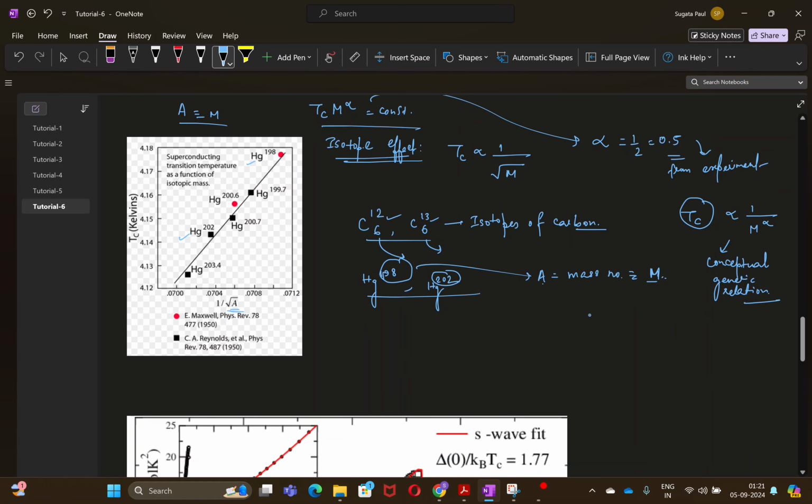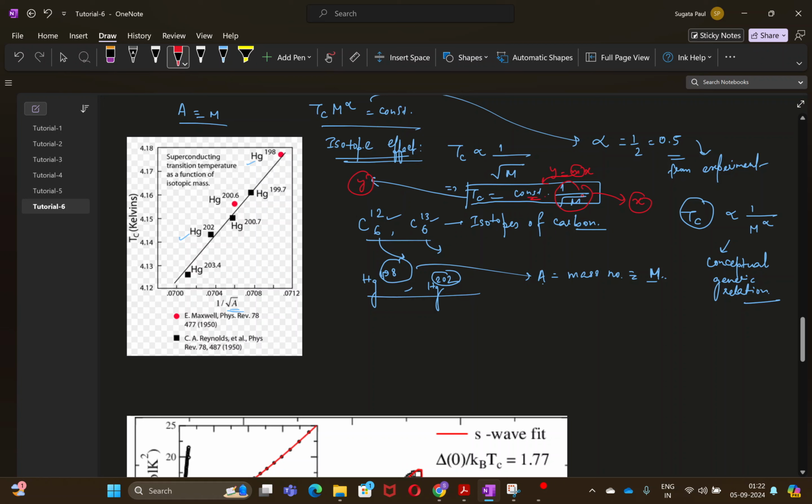And because this Tc is proportional to 1 by root over of m, that means Tc is some proportionality constant into 1 by root over of m, right? So if you think of your Tc as your y-axis value y, and if you think of this total quantity 1 by root over m as your x-axis value x, then the only relation you can find between them is like y equal to mx kind of a relation. That means it is a straight line equation, right, where m is the slope of the straight line, and in this case this is the proportionality constant that you have right here.